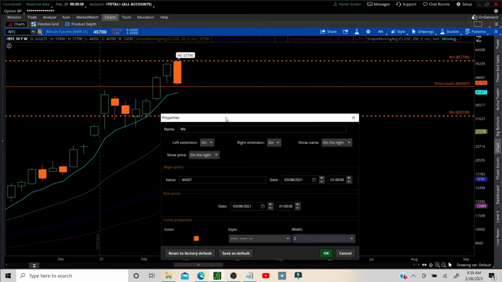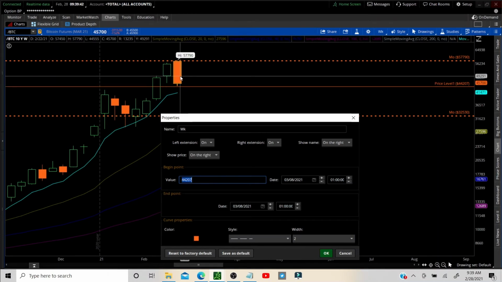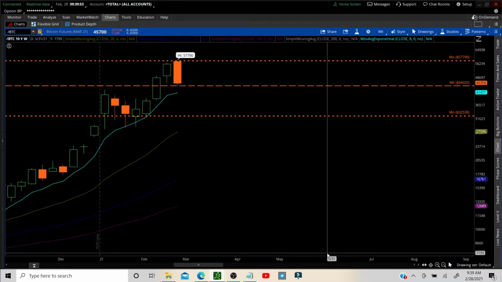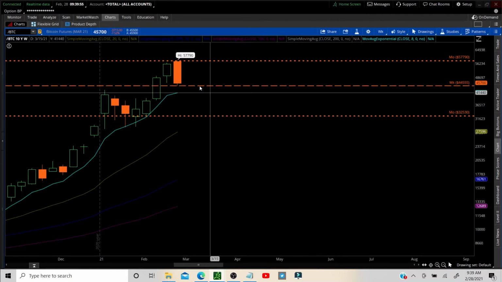And so we do the same thing. Because this is the top of the month, we leave that as a monthly. I don't draw a new weekly for that top, okay? But this one, we want to make sure that we get that bottom line there. So the low of this is 44,555. And now that's our new weekly candle.